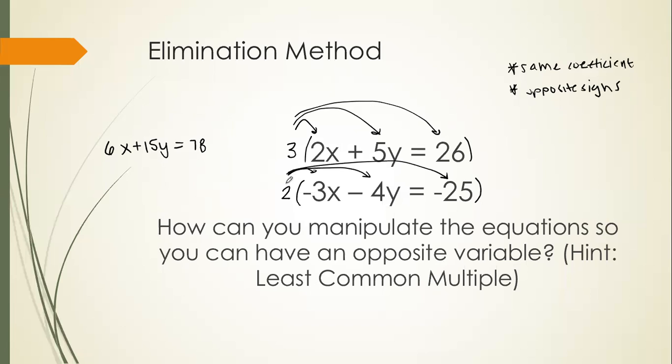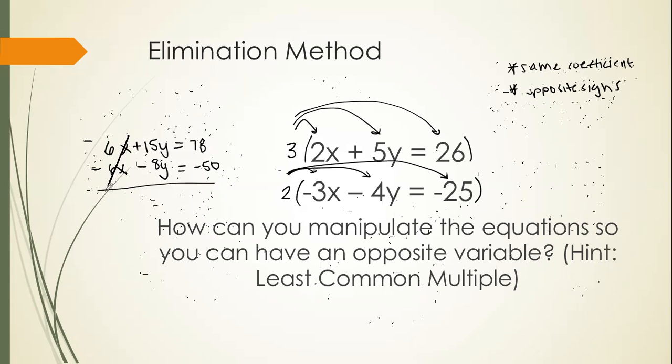And then the bottom equation, 2 times negative 3x is negative 6x. 2 times negative 4y is negative 8y. And 2 times negative 25 is negative 50. So now it looks just like we've been doing. So 6x cancels out and negative 6x cancels out.